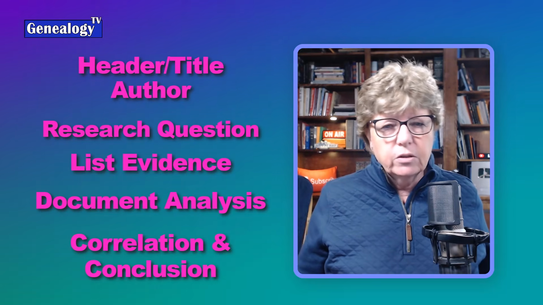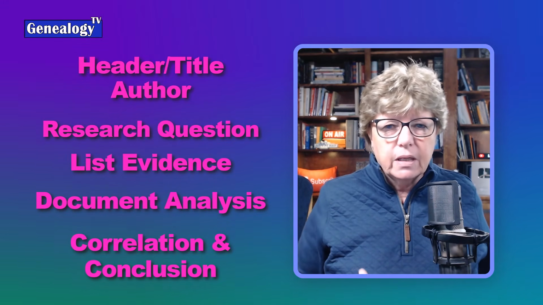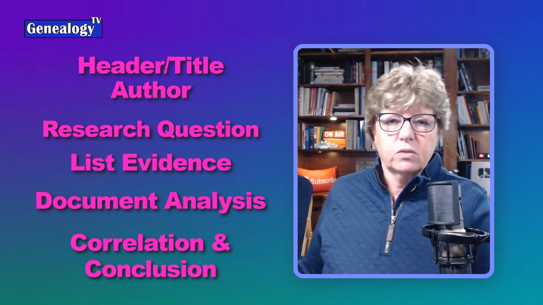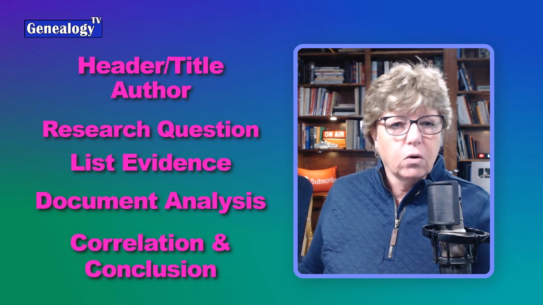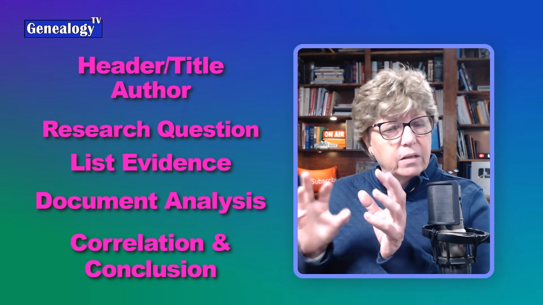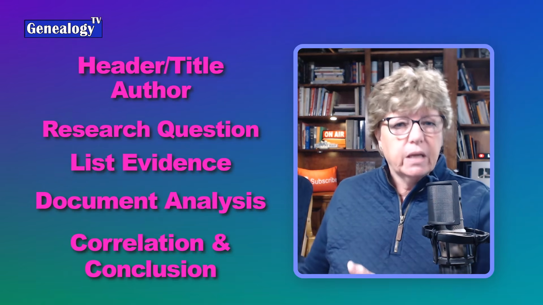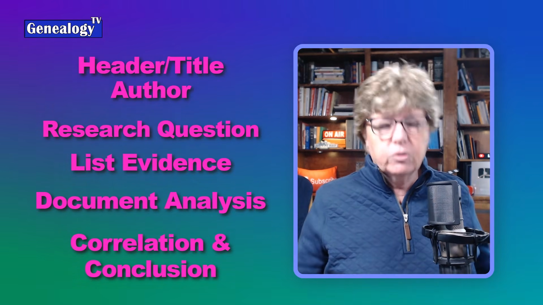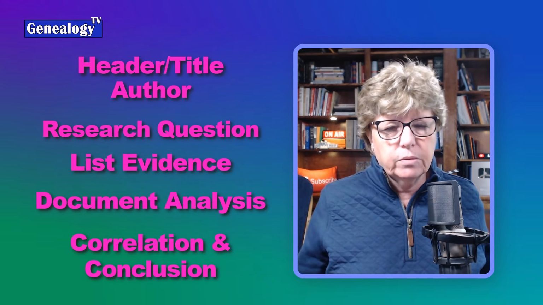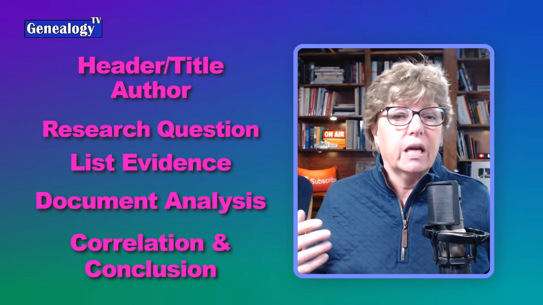So with the conclusion, you're now stating, okay, I believe this to be the case because of XYZ evidence. Here's where these documents correlate. That's where we're comparing documents, and we're weighing that evidence found, right? And then once we have done that, we have come to our conclusion, and we state that in a conclusion paragraph. Okay, so that's a simple version of a proof summary.